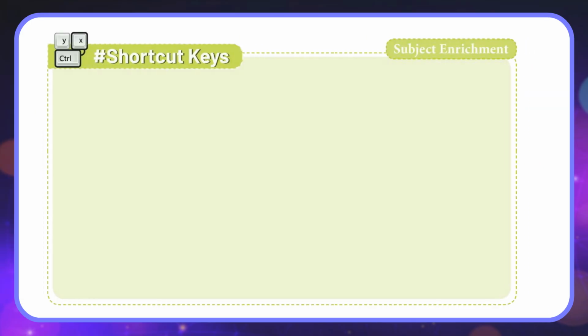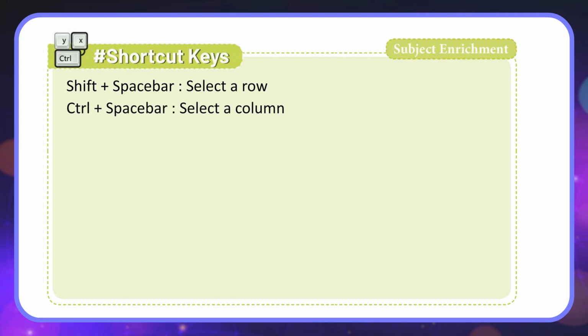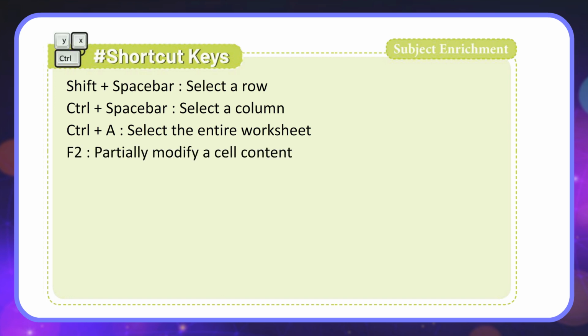Shortcut keys. Subject enrichment. Shift plus spacebar: select a row. Control plus spacebar: select a column. Control plus A: select the entire worksheet. F2: partially modify a cell content. Shift plus F11: insert a new worksheet.